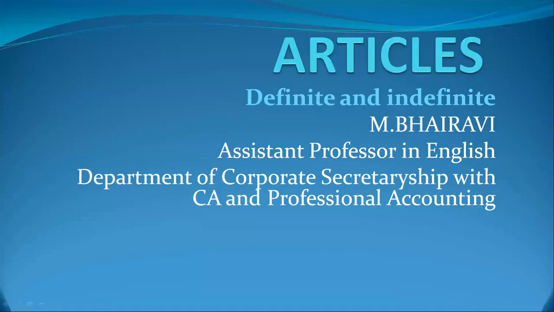Today we are going to learn about articles and its usage. Generally, articles fall into two categories, that is definite and indefinite. The definite type includes the article the, and the indefinite type includes the articles a and an.